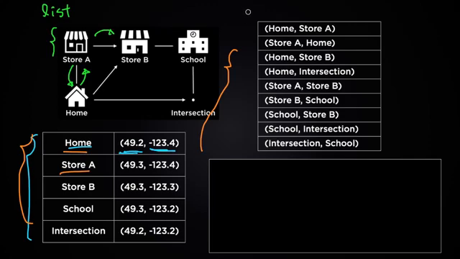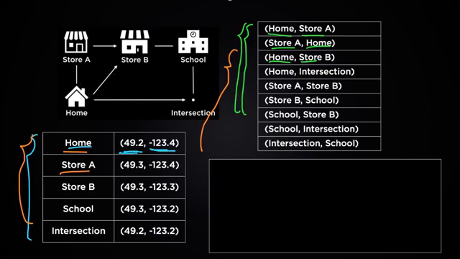And from this list-like information, you can tell that, as we saw earlier, you can go from home to store A, and from store A to home, and home to store B, and so on. But you can't go from store B to home because this is a one-way street, and so there's no path from store B to home in this list. Okay, so that's just one option.